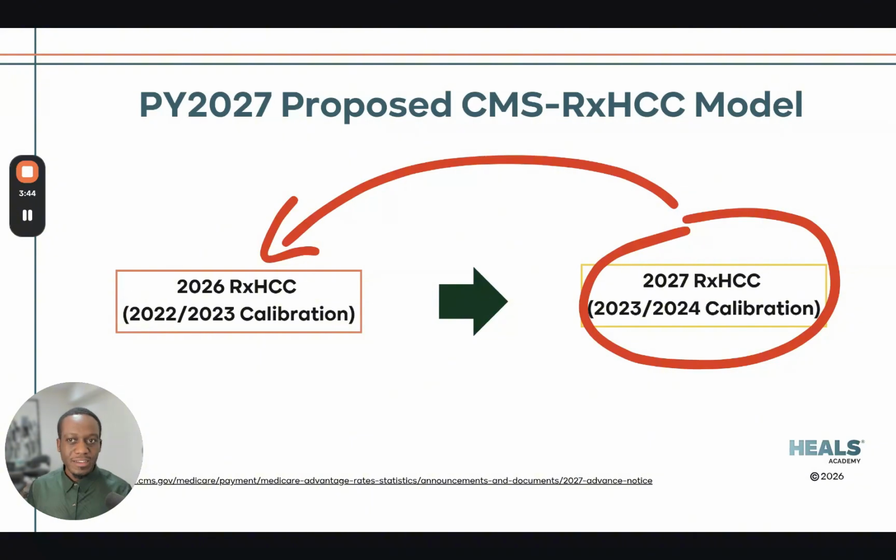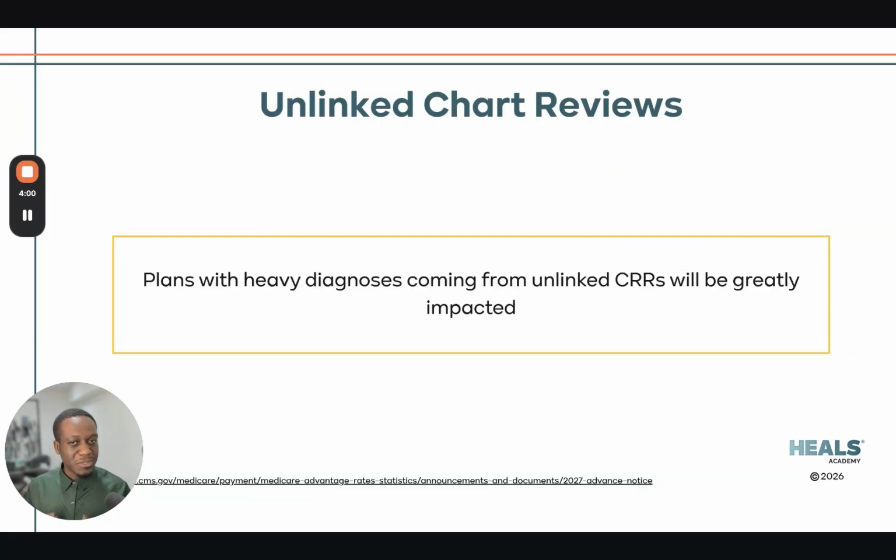So CMS moved up on the data that is being used to calibrate the RX HCC model. Fairly recent data. As we learned from last week, CMS also proposed more recent data for the Part C model as well. CMS in the advance notice proposed that unlinked chart reviews will not be included in the data sources for risk adjustment. And this also affects Part D.